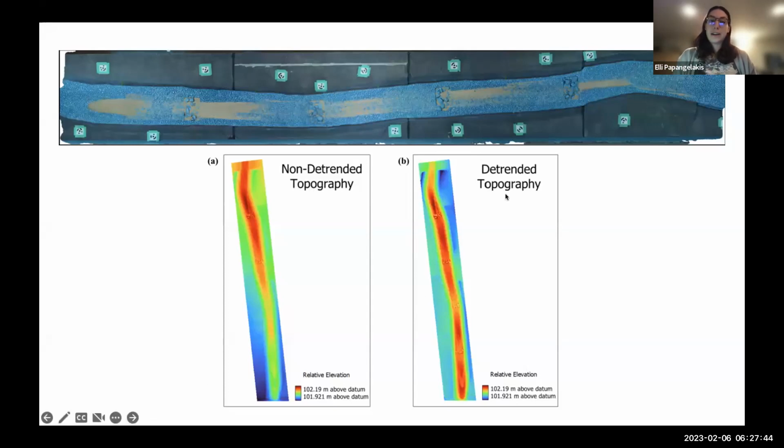What we mean by non-detrended and detrended is that the non-detrended includes the slope of the flume. So these targets are tied into real coordinates. So when you survey it, you get the slope of the flume itself. But if we subtract out the slope of the flume, we can actually see our riffles much more clearly. We can actually see some of the sandbars and measure their volume, for example, over time.